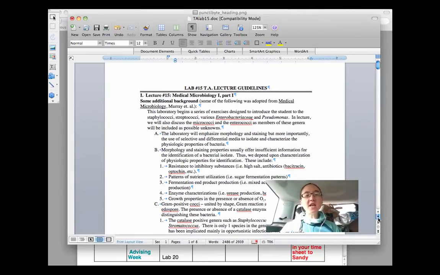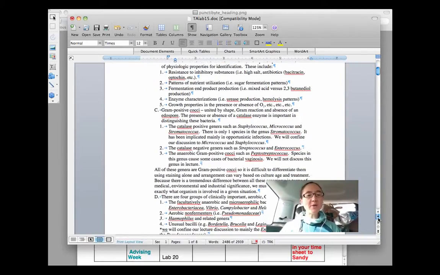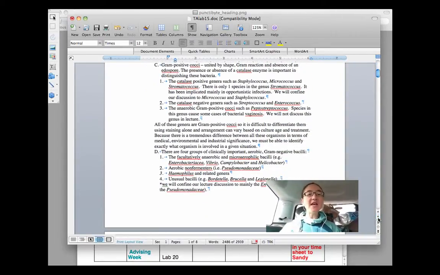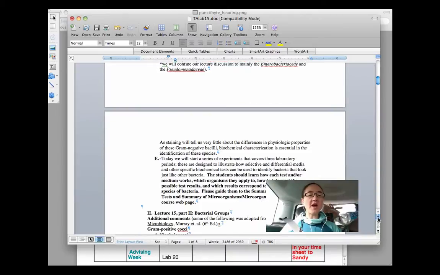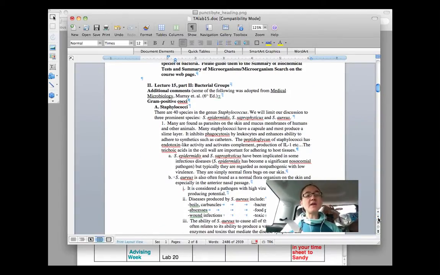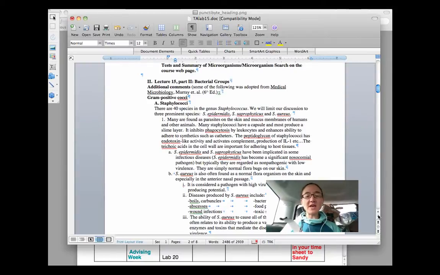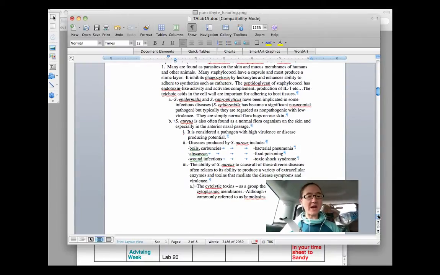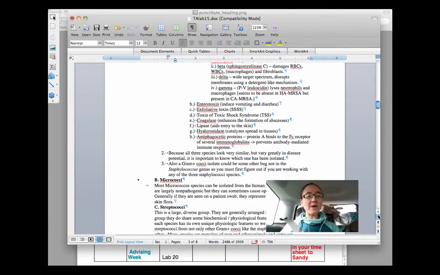The TA guideline is packed full of information, not only on biochemical testing and how we can use that to identify unknown bacteria, but it's also chock full of the background that we need to know about the bacterial groups, focusing first on the staphs and streps, and then moving into the gram-negative Enterobacteriaceae and the Pseudomonadaceae. So this is very important background information.